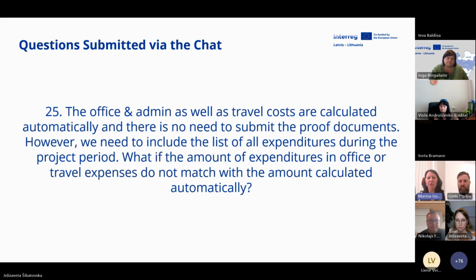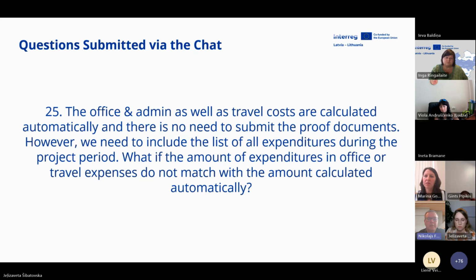If I understand the question correctly, the question is if your real costs in your institution, what you spend for travel expenses or office administration, do not match the flat rate, what is planned in the project and what will be reimbursed. But actually, this is the principle of a flat rate that the program pays 15% for office administration costs that is calculated from staff costs and 10% for travel expenses. So, as a flat rate. Nikolai, you can correct me if I'm not correct.